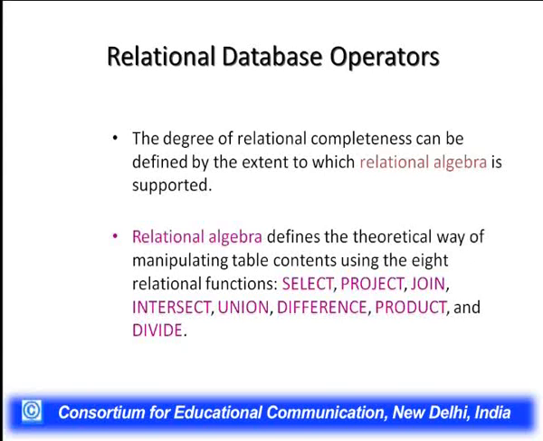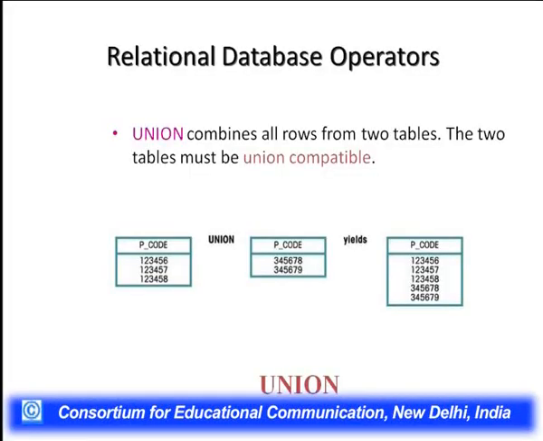So, relational algebra basically defines the theoretical way of manipulating table contents using different relational functions, which are select, project, join, intersect, union, difference, product and divide. In these slides we will be talking about each of these relational operators individually. So, the first relational operator that we are going to talk about now is the union operator. We have seen that the union operator means that you will combine the data of the two tables.